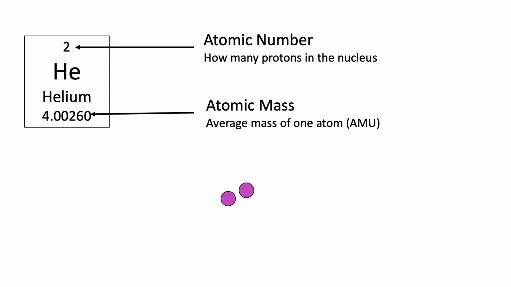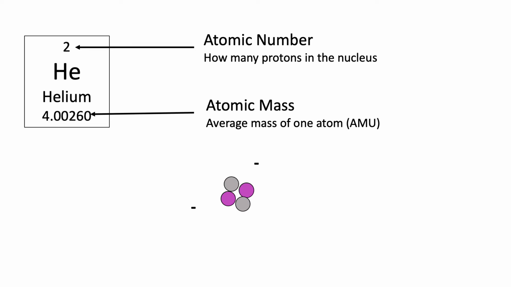Then down at the bottom, there's a number that's called the atomic mass. And that gives you the average mass of one atom. It's measured in atomic mass units, which means 1 proton has a mass of 1. Well, if helium has 2 protons in its nucleus, but it has a mass of 4, we know that it has 2 neutrons that don't have any charge. And then, of course, it's got 2 electrons, so that it's balanced between the protons and the electrons.